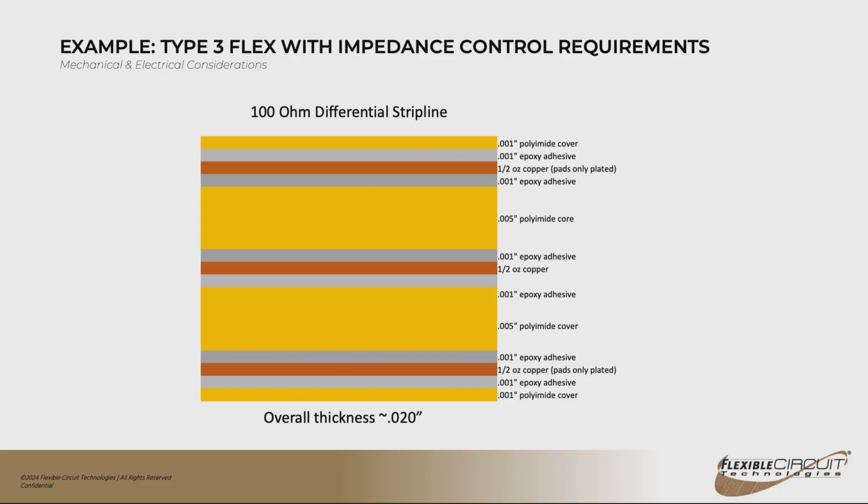And so here you can see if you needed a 100 ohm differential using standard materials, you're up to over 20 thousandths of an inch. So you are almost three plus times the thickness of a standard 2-layer circuit and 2.5 times the thickness of a strip line or microstrip construction. So going to a strip line construction can have a very major impact on the stiffness of the circuit.